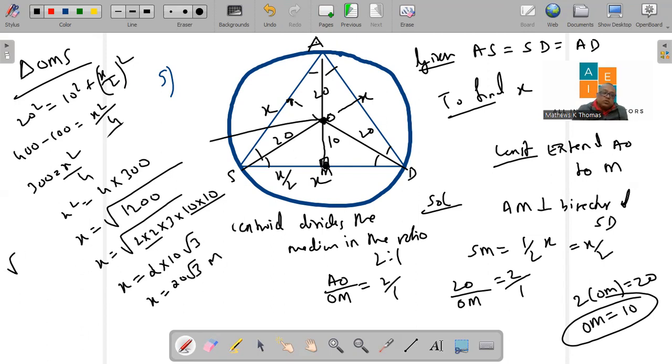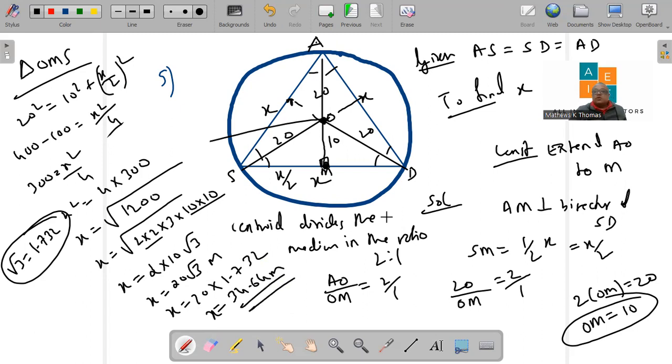Now the value of root 3, you should remember, is 1.732. So the value of x will be 20 into 1.732, so x is 34.64 meters. Now the question was, what is the length of the string? So therefore we can say the length of the string will be 34.64 meters.